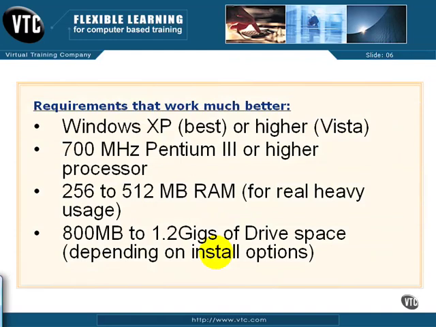And returning to the real world, here are requirements that work much better. Windows XP or higher, Vista, 700 MHz Pentium 3 processor or higher, 256 to 512 MB RAM for real heavy usage, 800 MB to 1.2 gigs of drive space, depending on install options.